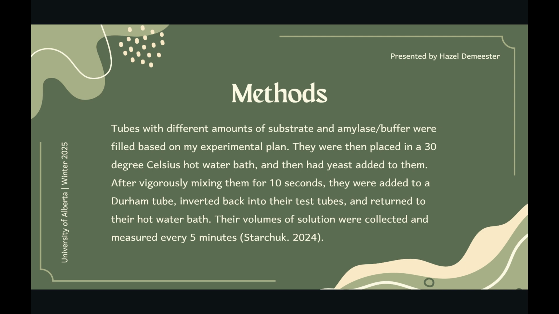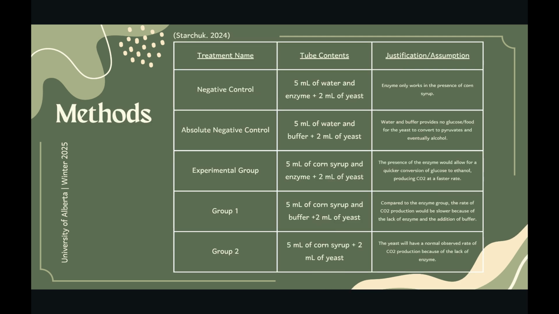Their volumes of remaining solution were collected and measured every 5 minutes, and we would compare that to the original amount of solution that was present at t equals 0. The difference between the t equals 0 amount and the amount of solution present at, for example, 5 minutes, was how much CO2 was present at 5 minutes.